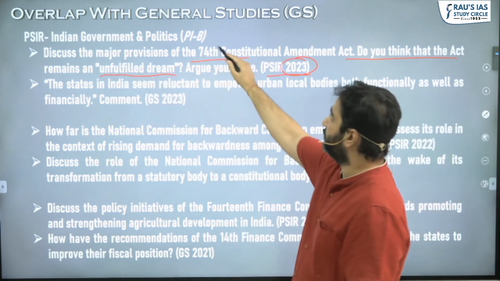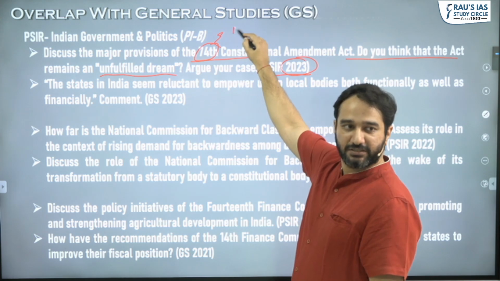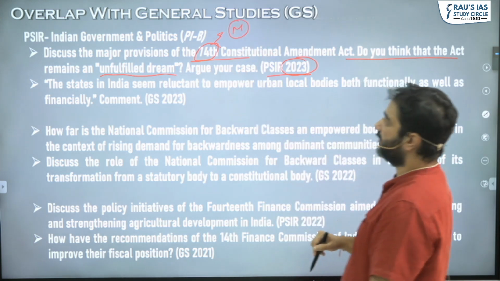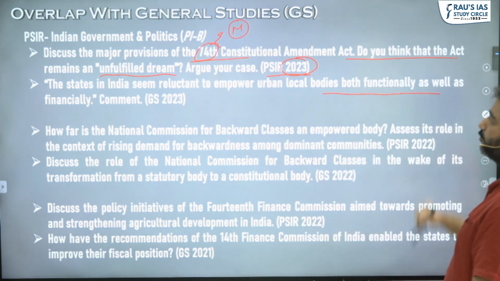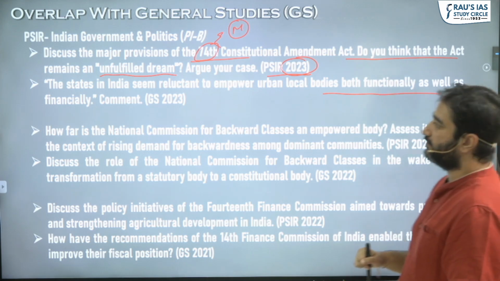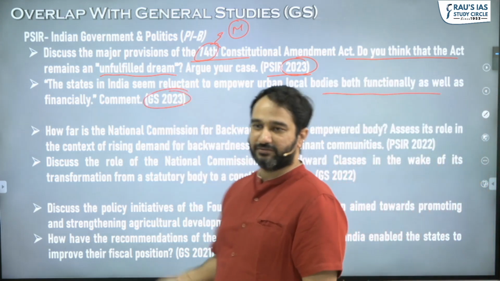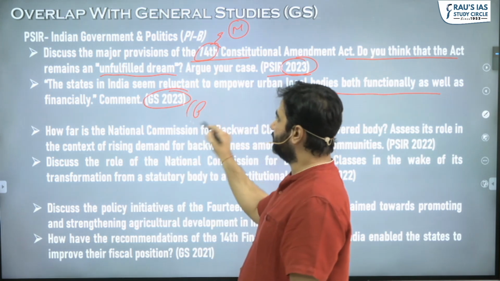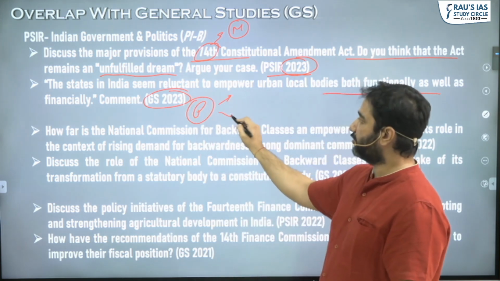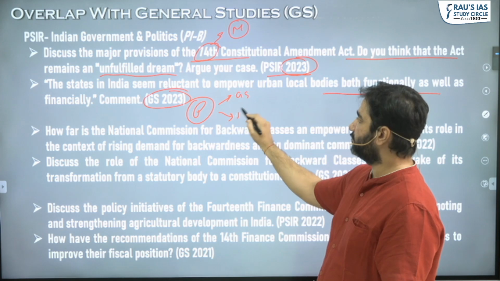What is 74th? Municipalities. The states in India seem reluctant to empower urban local bodies, asked in 2023. So you're prepared for Panchayat, but you would be able to answer 2 different questions in GS and in PSIR.